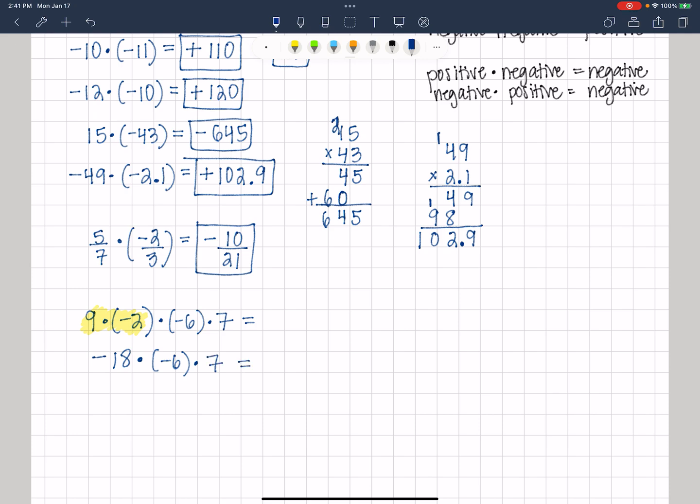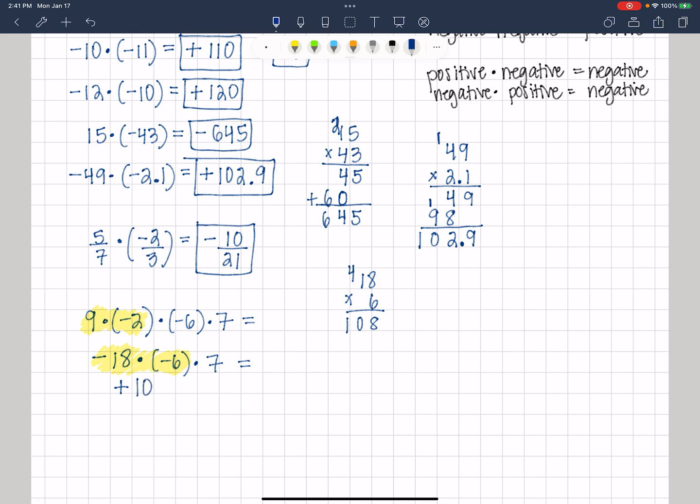I can take -18 times -6, or I can take -6 times 7, or I can take -18 times 7. I'm going to take -18 times -6. And a negative times a negative is a positive. 18 times 6, I'm going to go off to the side and multiply that. 6 times 8 is 48. 6 times 1 is 6 plus 4 is 10.